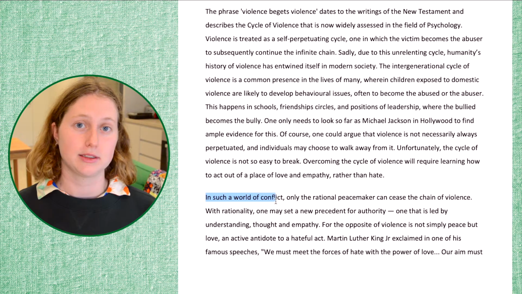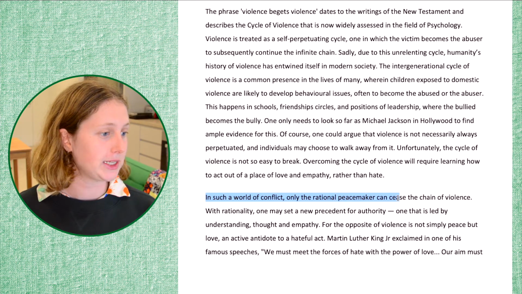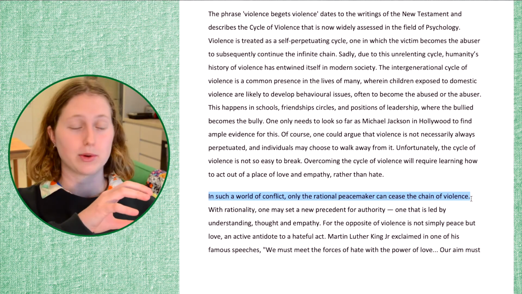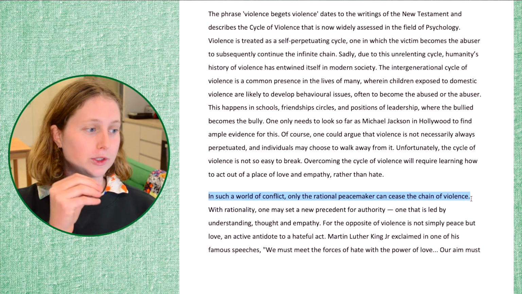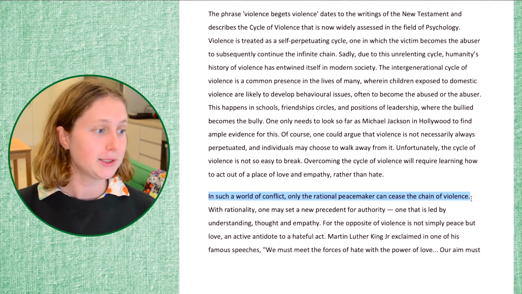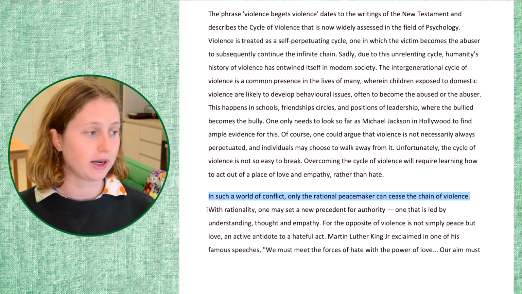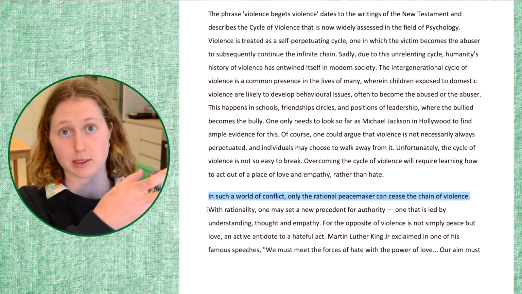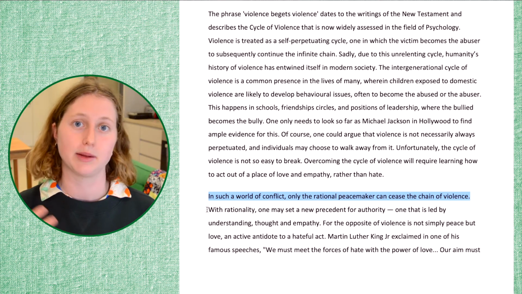All right, so my topic sentence for this paragraph says, in such a world of conflict, only the rational peacemaker can cease a chain of violence. I would say that one's awesome. That one's way better than the last topic sentence because it kind of gets straight to the point. We don't really know what a rational peacemaker is, but I'm about to say that in the next sentence, so that's fine. And I've also kind of linked back in that sentence because I've said in such a world of conflict, which leads back to my last paragraph. So it has really good flow, just following on from my last paragraph and setting me up to discuss my next point.